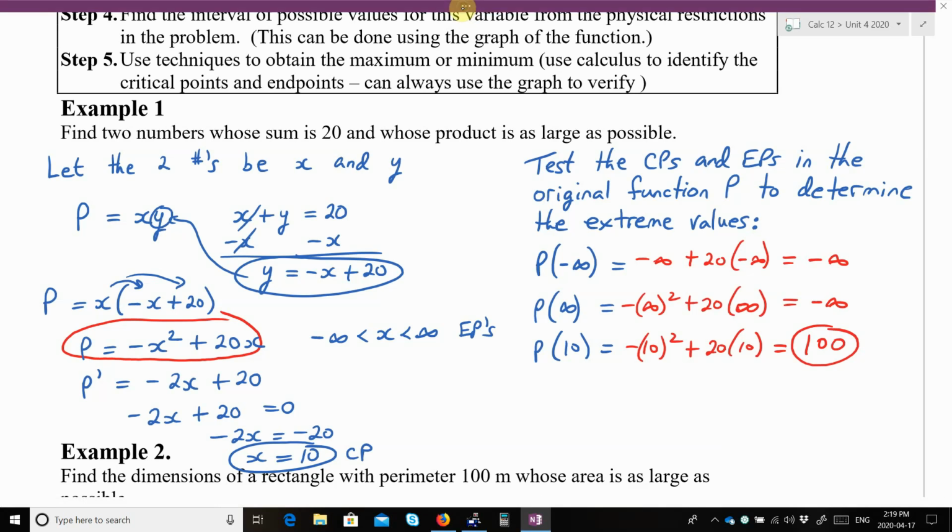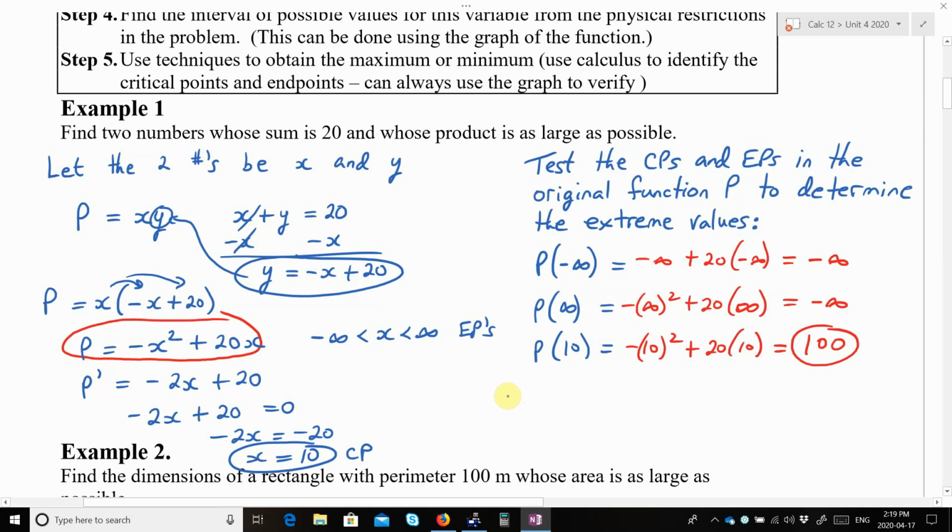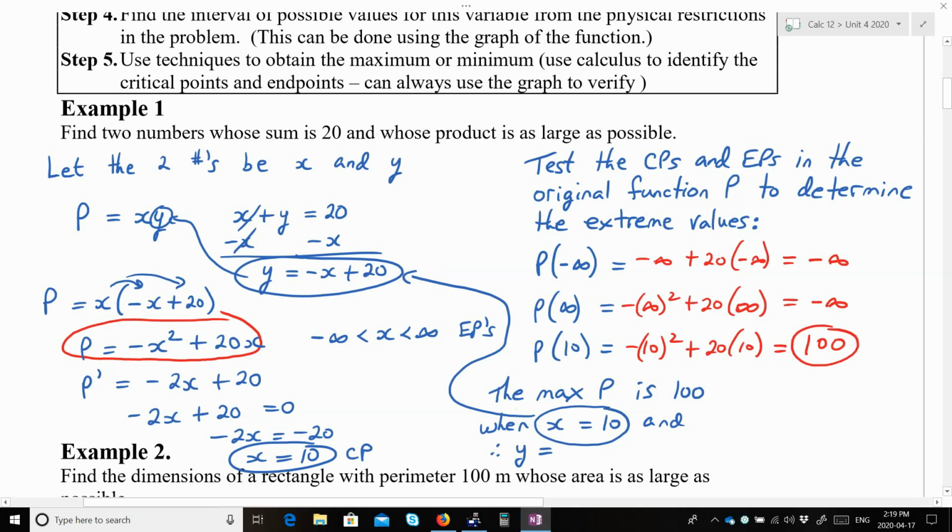Okay, so we can say the maximum product, or the max P, is 100 when x is equal to 10. And therefore, y is equal to, to get y, you take your x equals 10 and you plug it back in here. y is equal to negative x plus 20, so it would be negative 10 plus 20, which is equal to 10 as well. Okay, so the two numbers are 10 and 10. They have a sum of 20, and they give us the largest product possible.